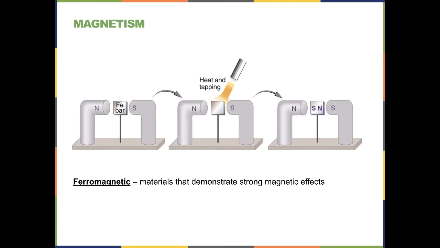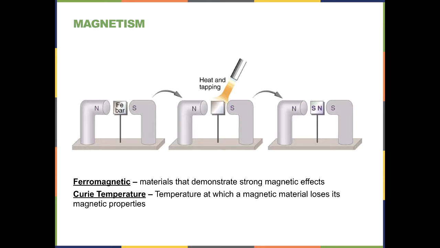Material that demonstrates strong magnetic effects is called ferromagnetic. Now, heat or trauma can cause the material to lose some of its effects. The Curie temperature is the temperature that you heat a magnet to that causes it to lose all of its magnetic properties.